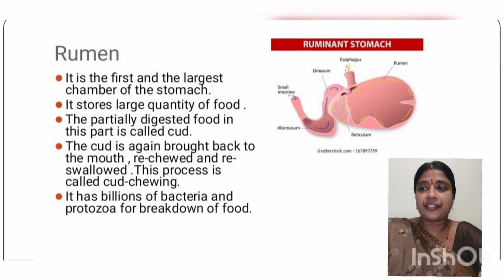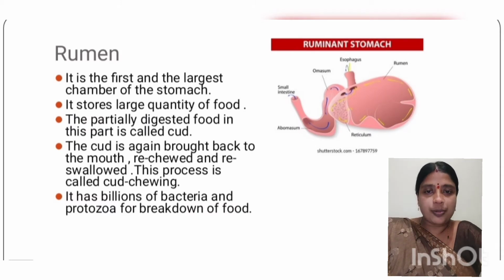known as cud chewing. Now this rumen has millions of bacteria and protozoa present in it, and the function of these bacteria and protozoa is to break down the cellulose that is present in the plants. So these bacteria and protozoa convert the cellulose into carbohydrates, and that provides energy to the ruminants. Okay, so rumen is the first and the largest chamber.